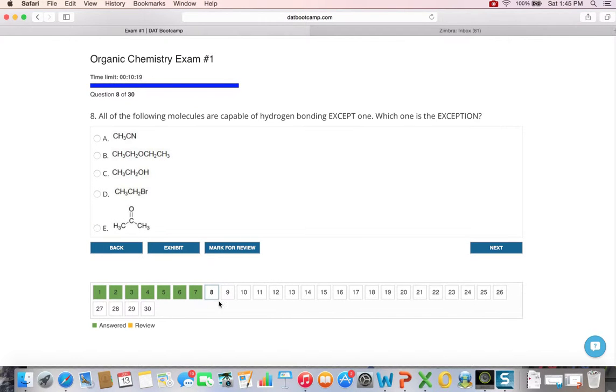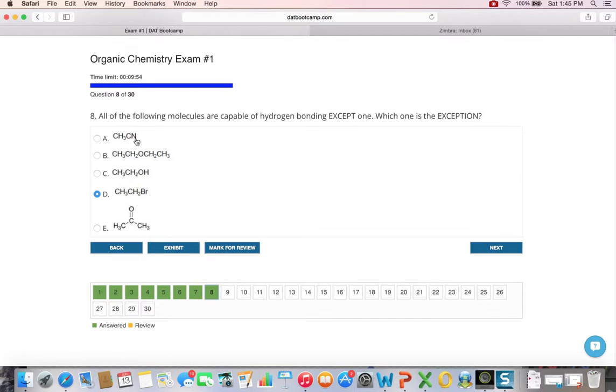Number 8, all molecules are capable of hydrogen bonding except one. I don't like this question either, because implicit in this is hydrogen bonding with each other. That's not what they're asking. They're asking either as a donor or as an acceptor. All of these molecules can engage in hydrogen bonding except for one, and that one is going to be D.